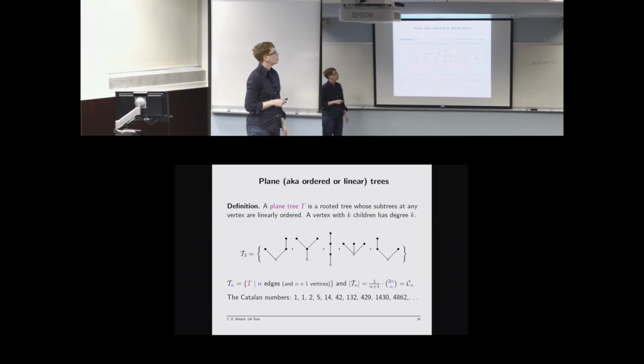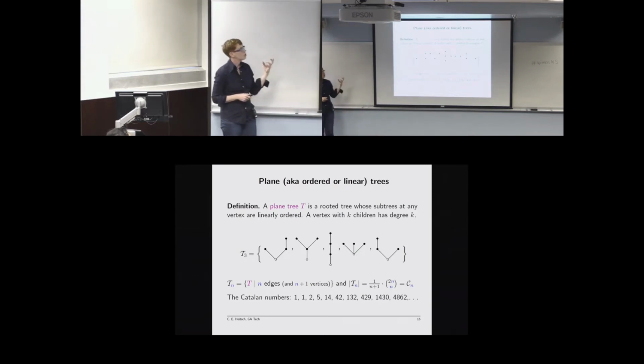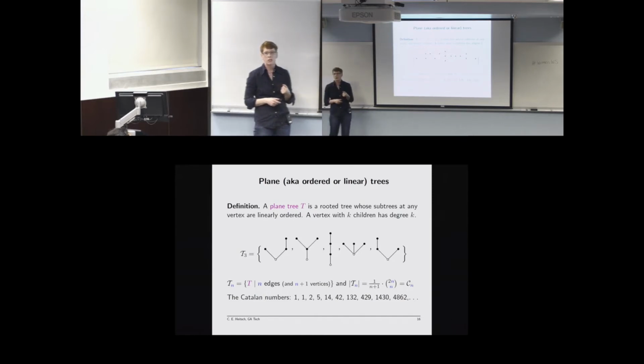So they're called a plane tree, also variously in the literature ordered or linear trees. And they're rooted trees whose subtrees at any vertex are linearly ordered. And that just means, well, first of all, the roots are here. But that means that because the subtrees are linearly ordered, this tree is different than this one, because it matters that this child comes first and that second, whereas this here is first and that is second.